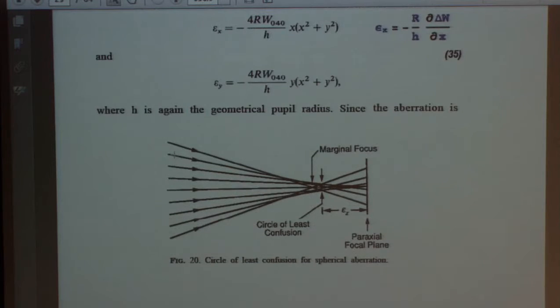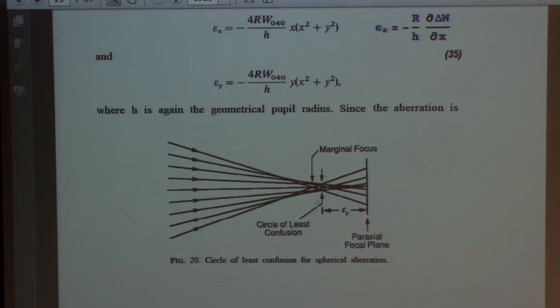Now, here's our pupil back here, and this pupil has spherical aberration. And so all the light doesn't come to focus in the same location. And we can say, well, the rays through the center of the lens come to focus way back here. So we'll call that the paraxial image plane. And the rays from the edge of the pupil come to focus maybe here. So we'll call that marginal focus. And in between we have a mess.